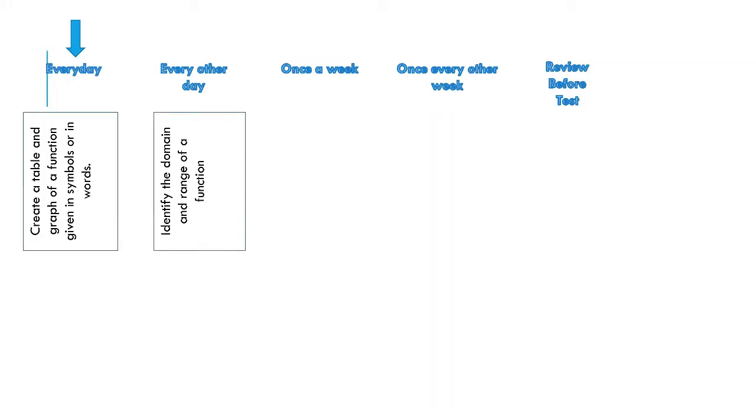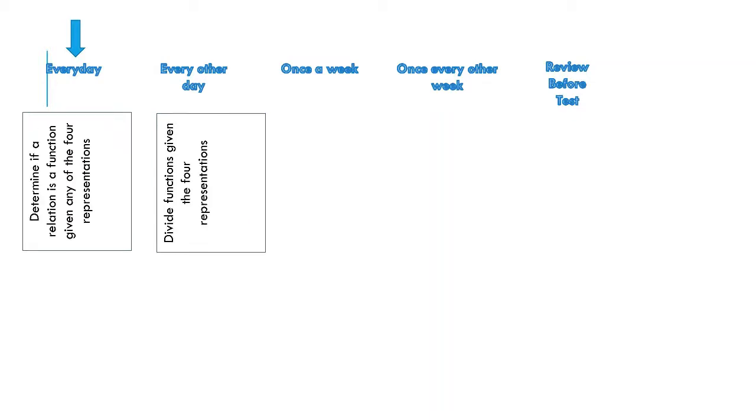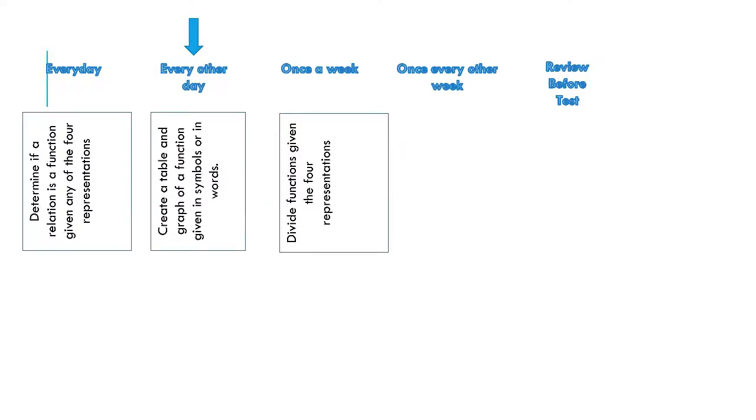Create a table and graph of a function, either in symbols or in words. And so I'm going to study that every day, and that's going to go in the every other day pile too. So now I keep going, and every time I get it right, I move it into the every other day pile. Now the next day comes along, and now I'm going to do my everyday pile and my every other day pile. And if I get it right, I'm going to move it to the once a week pile. And if I get it wrong, it goes back in the everyday pile because obviously I forgot it, or it's just something I need to review more.